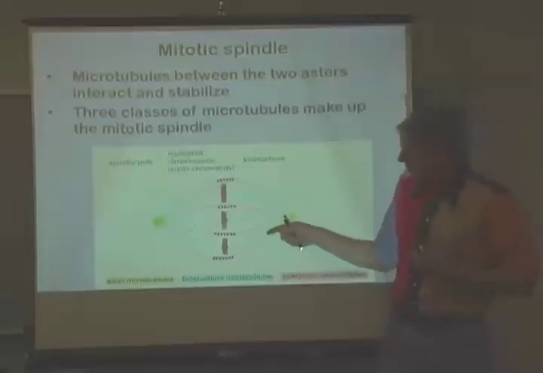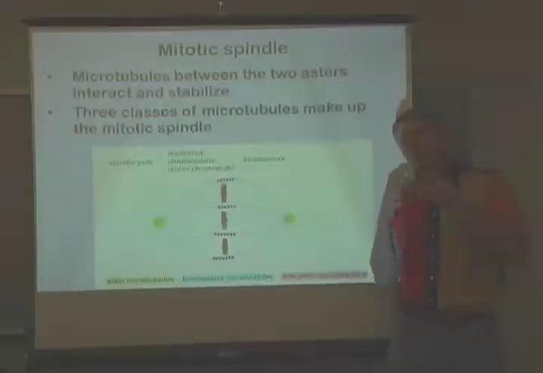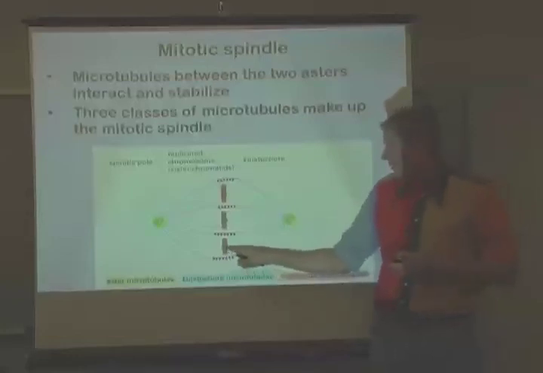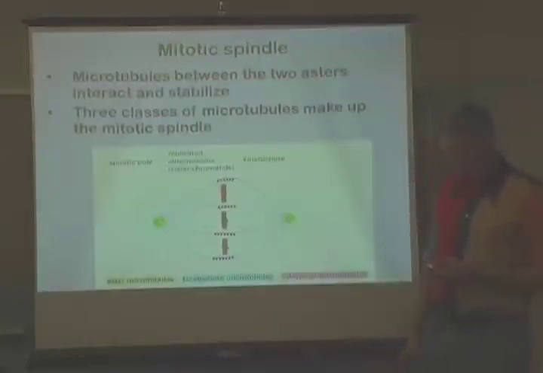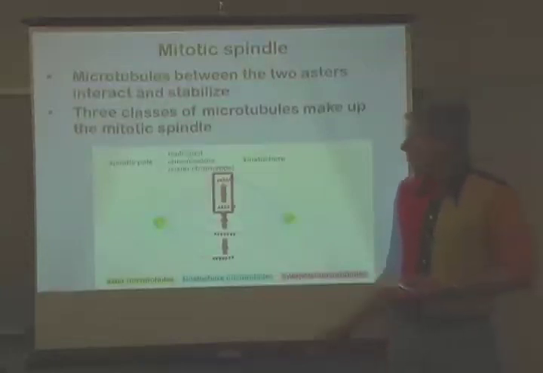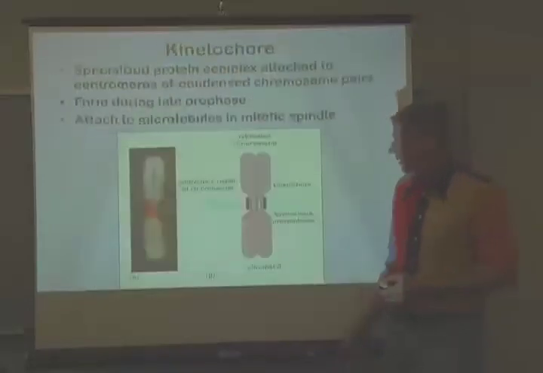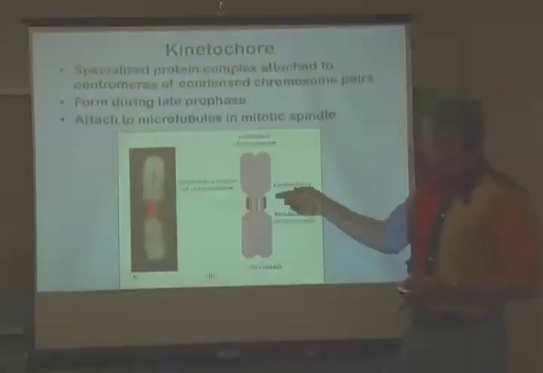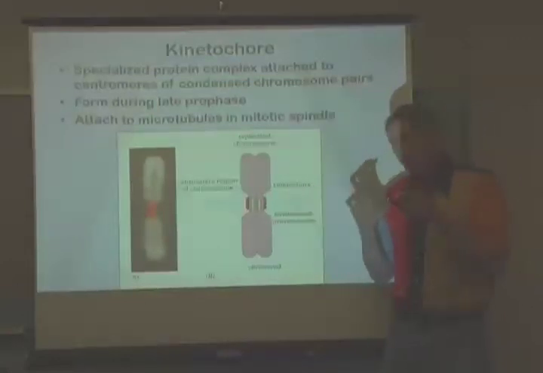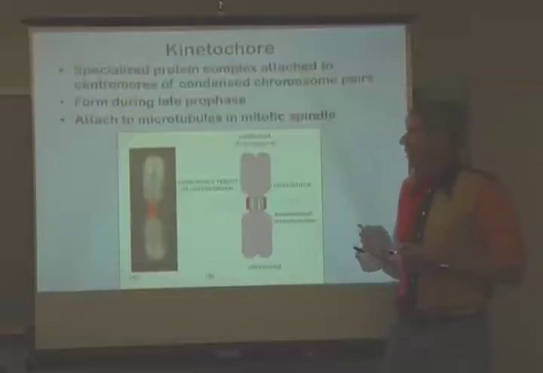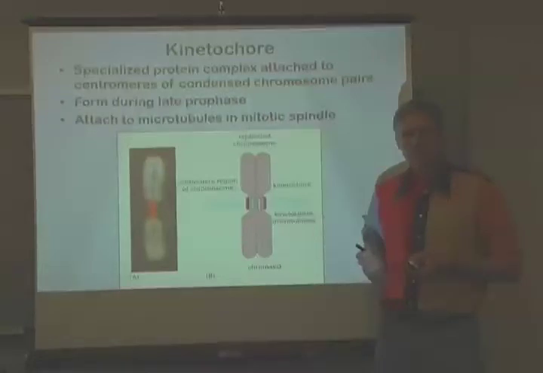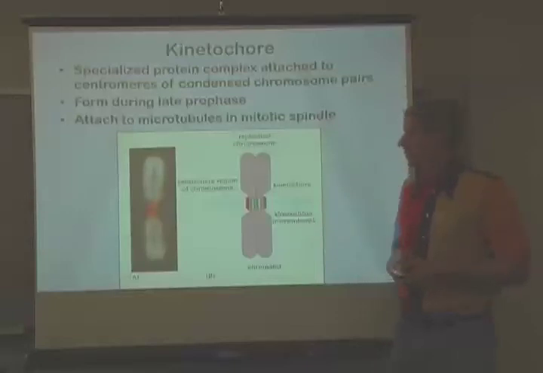And finally, there are some microtubules that actually interact with the paired chromosomes, with the kinetochore. Okay, that's this little red thing. Let's focus on that for a second. Let's look at the chromosome pair, the sister chromatids, with the kinetochore. Kinetochore is not always in the center, but it is a region, a highly complex assembly of proteins that forms during mitosis, during late prophase. It attaches to microtubules that are directly connected to the mitotic spindle. Okay? Kinetochore.